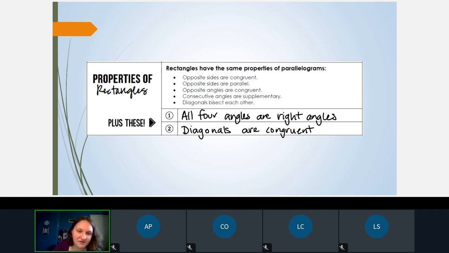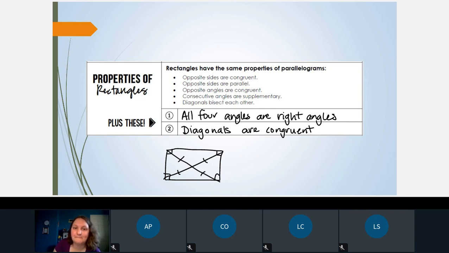So I just want to draw a picture here for you real quick. Well, as best I can. Here's a rectangle. It has 4 right angles. It has diagonals. And those diagonals are congruent. The diagonals are congruent and they bisect each other because of that parallelogram property. So each piece of the diagonal will be congruent.